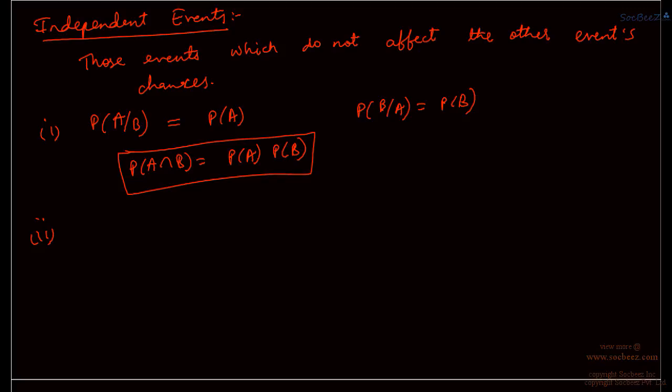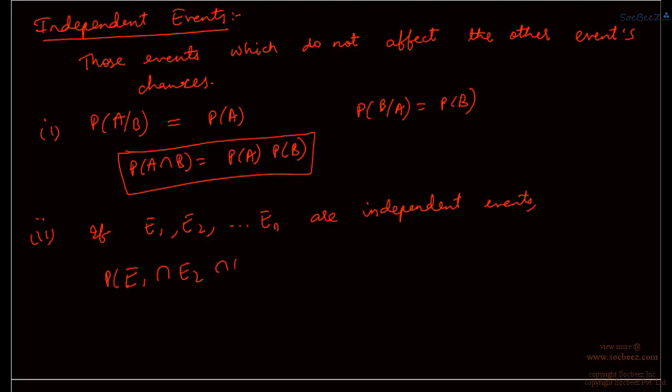Similarly, if there are n independent events, E1, E2, E3, E4 till En, right? If all of them are independent events, then I can write, just extending the above formula, that the probability of the intersection will be nothing but the individual probabilities multiplied to each other.